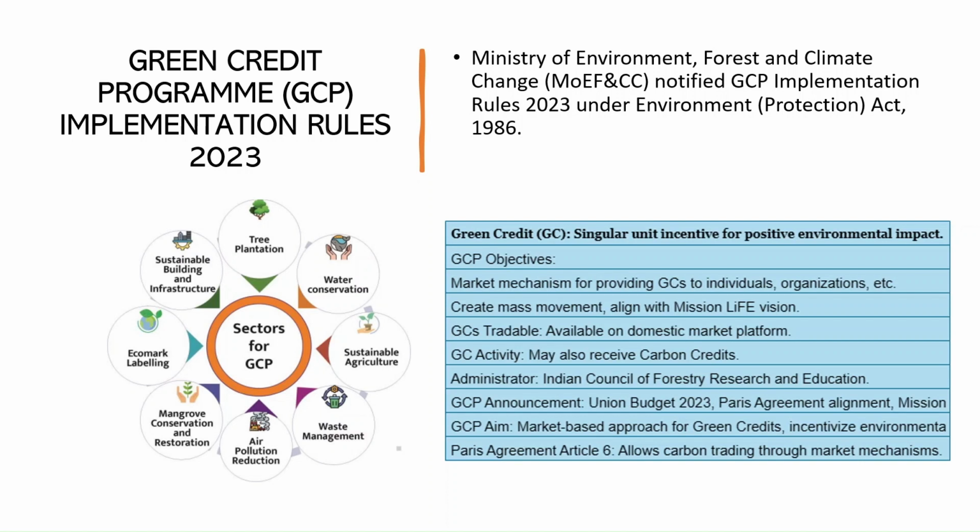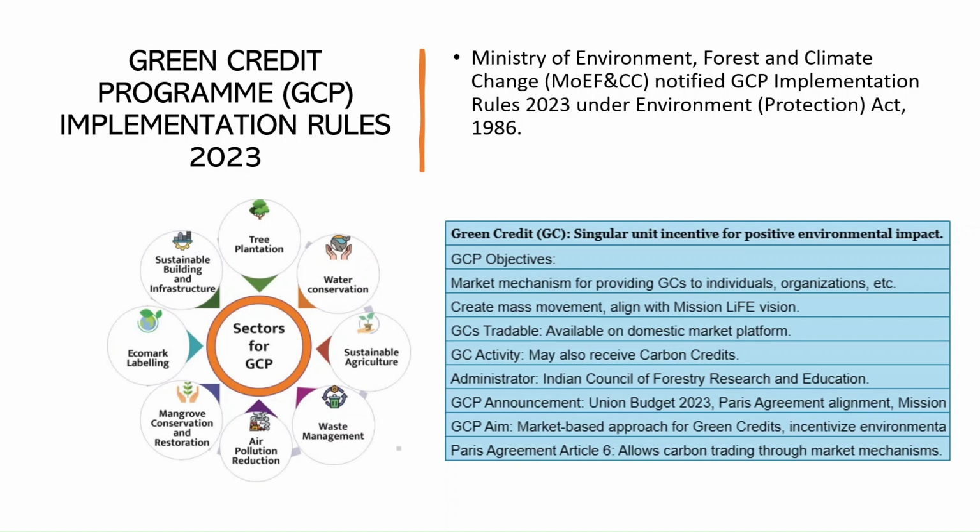They are tradable outcomes that will find their place on domestic market platforms, and the administration of this program rests in the hands of the Indian Council of Forestry Research and Education. Their role includes not only implementing this program, but also managing the GCP and monitoring its progress, right? By introducing the Green Credit Program, India is embracing a competitive market-based approach to incentivize and reward voluntary environmental actions across various sectors. And this approach seamlessly aligns with Article 6 of the Paris Agreement, which encourages carbon trading through market mechanisms, right?